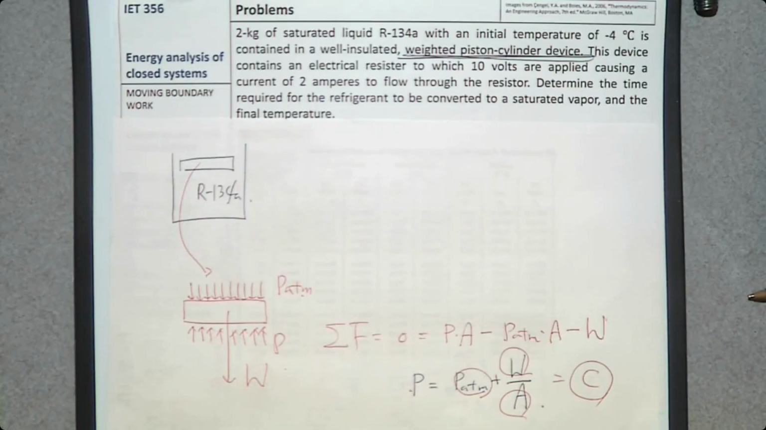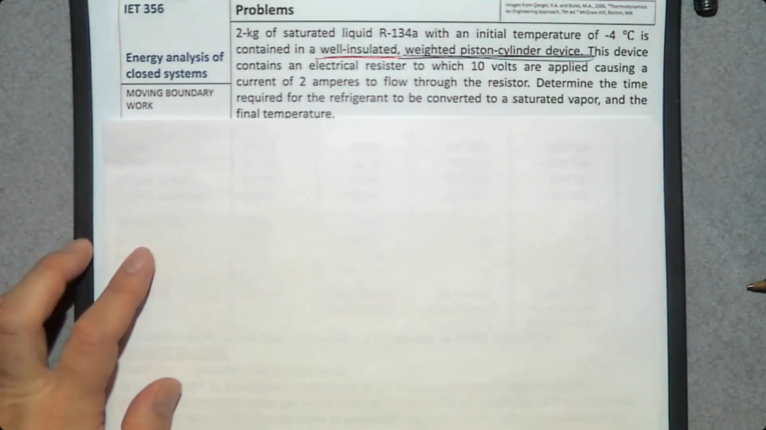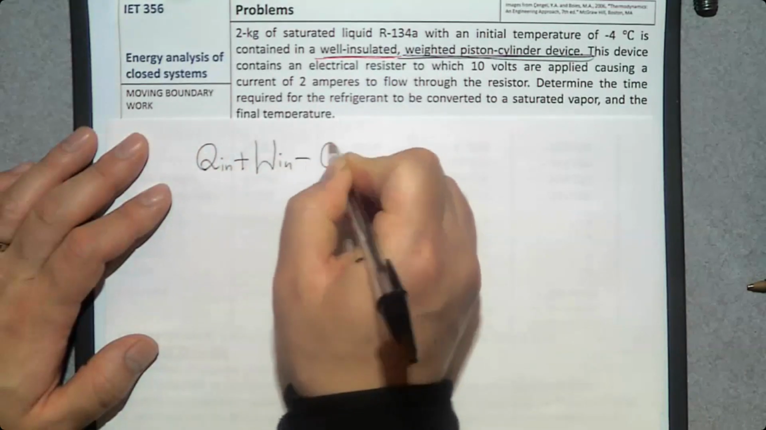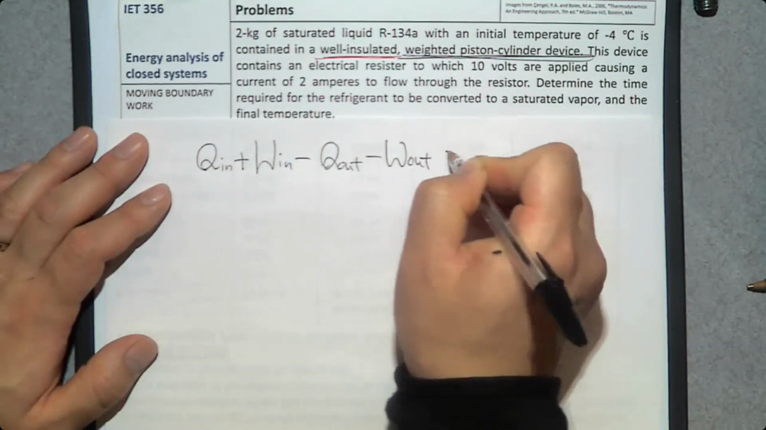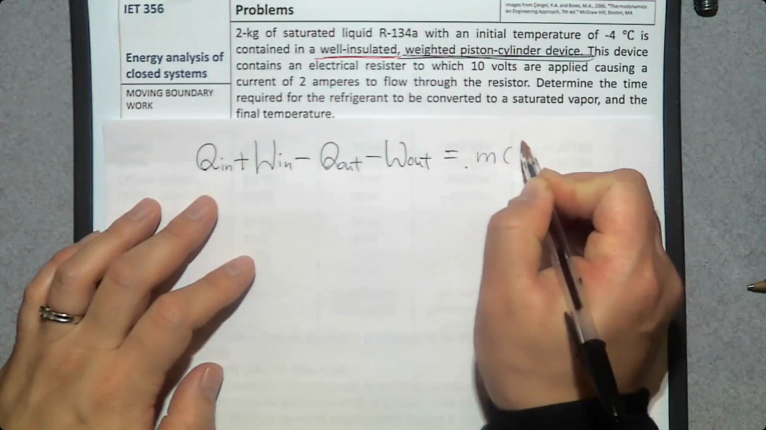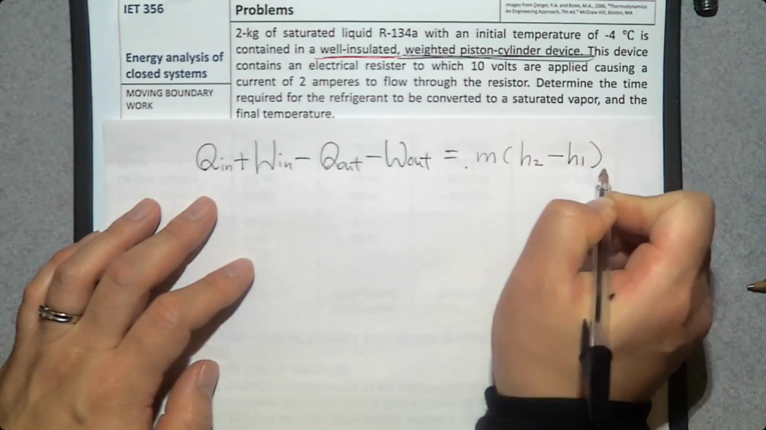Okay, now we know it's a constant pressure process. And there is another word. Well insulated. What does it mean? Adiabatic system. What is an adiabatic system? There's no heat transfer. So if that's the case, what is the energy balance equation? Q in plus W in minus Q out minus W out. The right-hand side is mass times U2 minus U1 plus moving boundary work. That is the general form. But if you have a constant pressure process, what is the right-hand side? Mass times H2 minus H1.